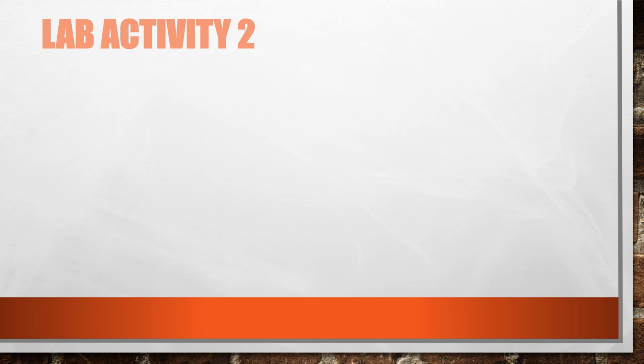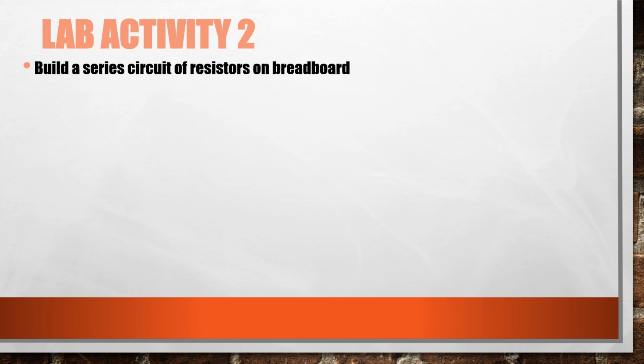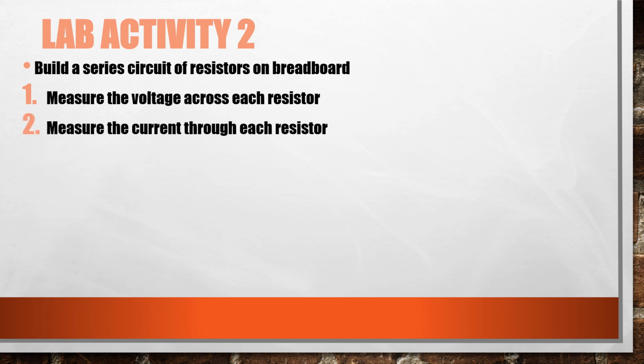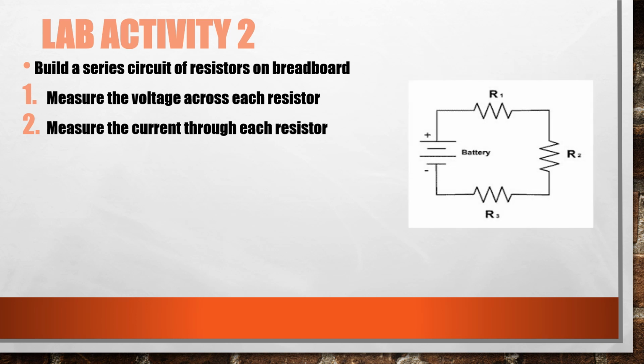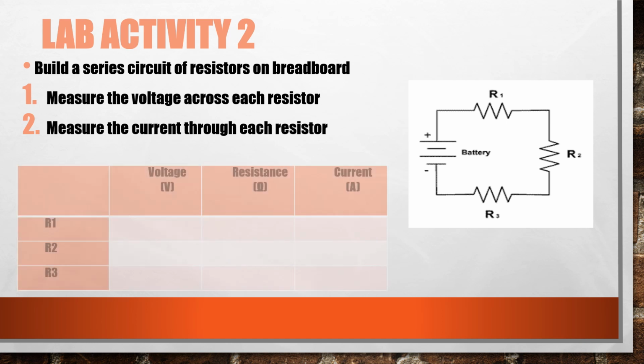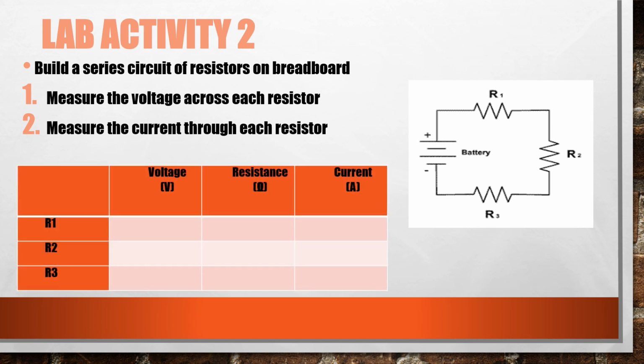Now here is your second lab activity. You have to build a series circuit of resistors on a breadboard. Then you have to measure the voltage across each resistor and the current through each resistor. This is the circuit diagram. As you can see here, three resistors are connected in series. Now after building this circuit on the breadboard, you have to fill this table.